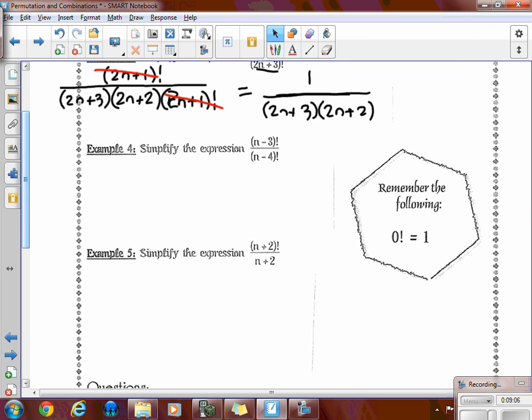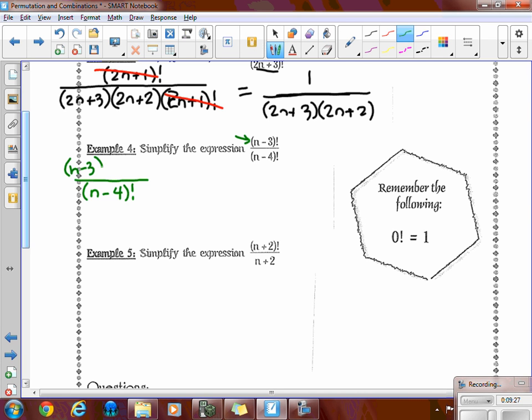Example number 4, identify the larger factorial first. N minus 3, n minus 4. Hopefully you can identify that n minus 3 is actually larger than n minus 4. So we're going to start with the numerator in this case. Keep the denominator because it's smaller. Just keep it that way. Start with the numerator, n minus 3. 1 less than that, n minus 4. That's a factorial. It's the same on the top and the bottom, so these things divide out to 1. This whole expression then simplifies to just n minus 3, final answer.